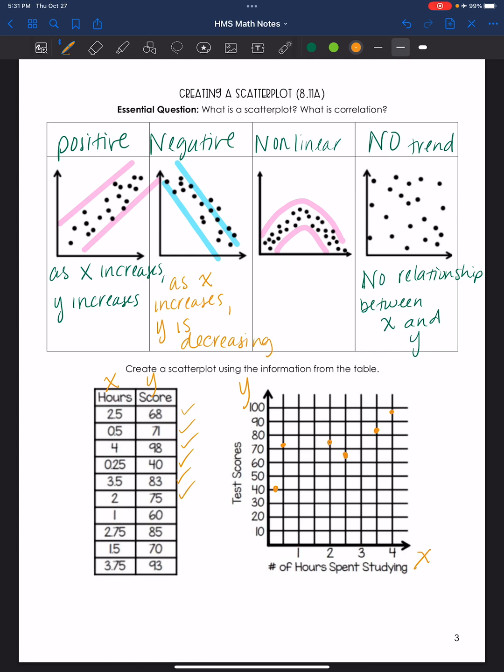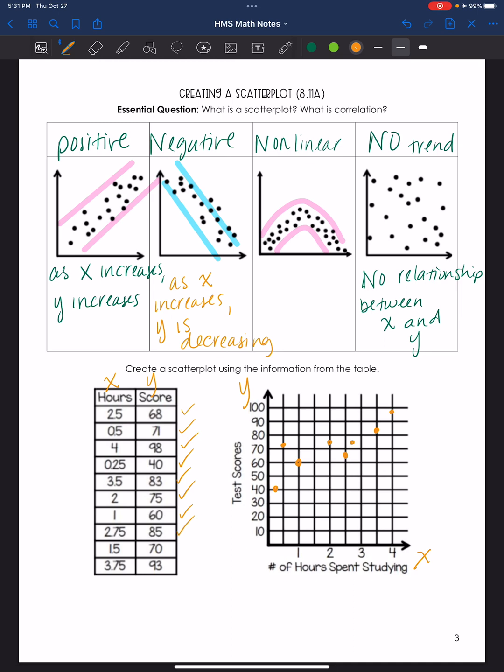I can already kind of see a trend going on here. It's definitely positive, so it is going up. Let's keep going. 1 and 60. Oh, that one was easy. It's not like in the middle somewhere. 2.75 and 85. So past halfway before 3 and up to 75. It's like right in the middle of this box.